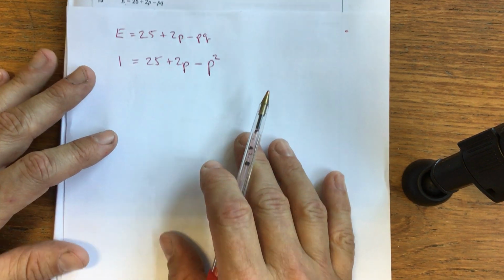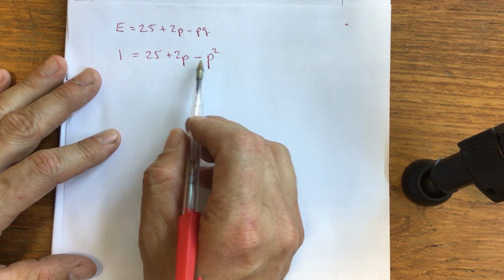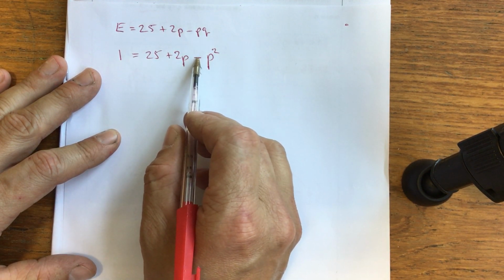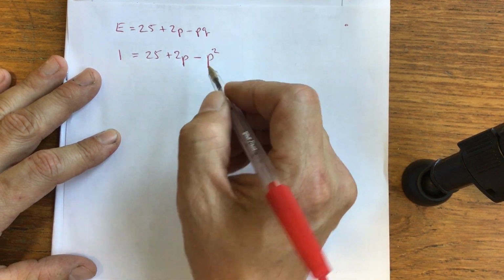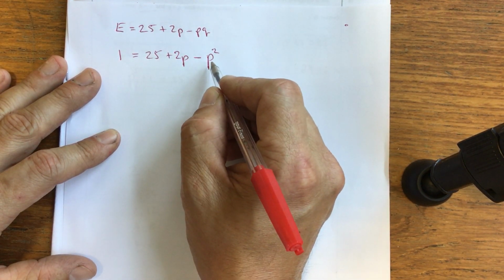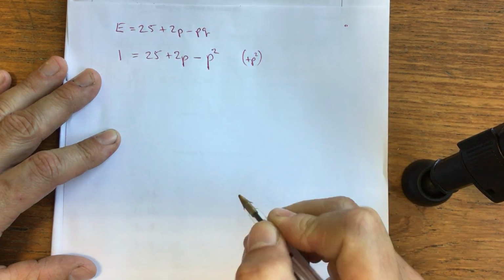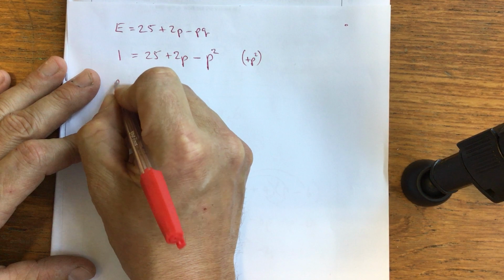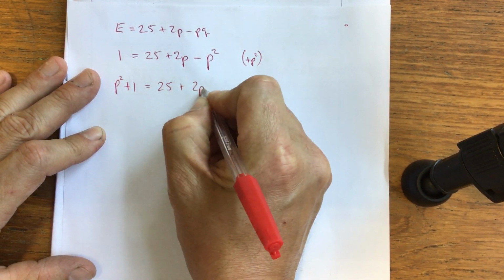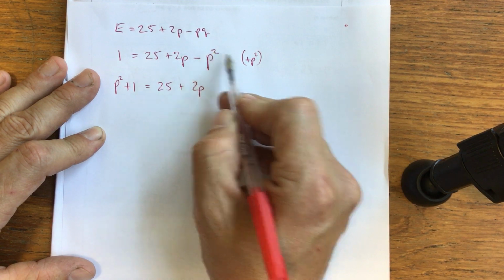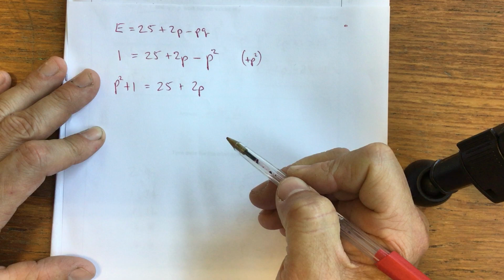So now if we look at what I've got here, it is a quadratic equation, but it is a negative P squared. So I would advise that you rearrange this to have a positive P squared. So what I'm going to do is add P squared to both sides of the equation. So I'll have P squared plus 1 equals 25 plus 2P minus P squared plus P squared is 0. So that just has nothing there.